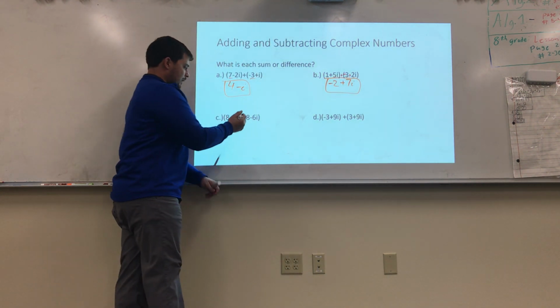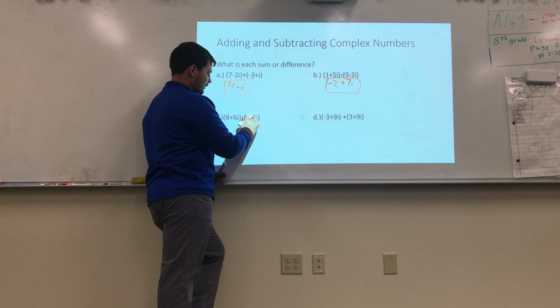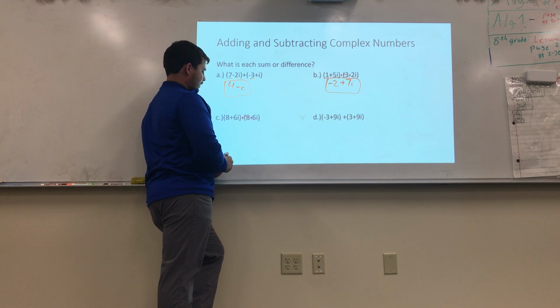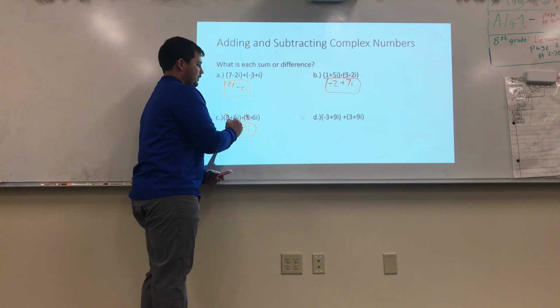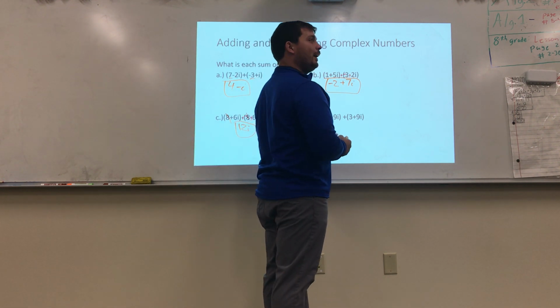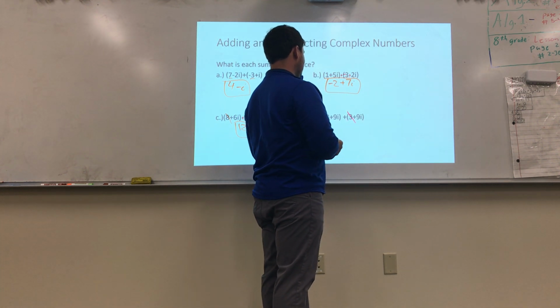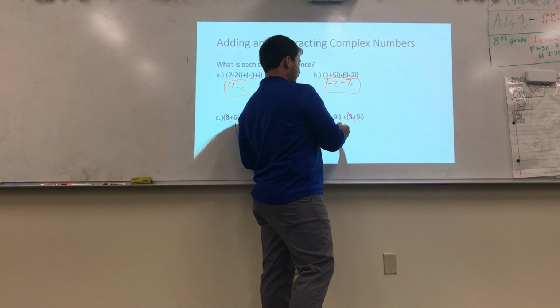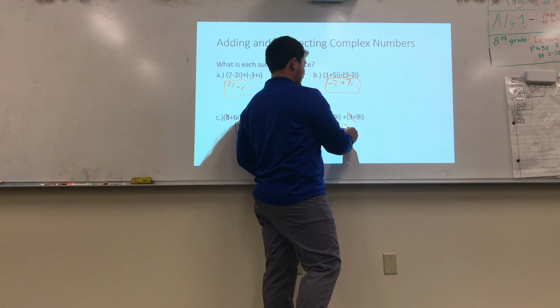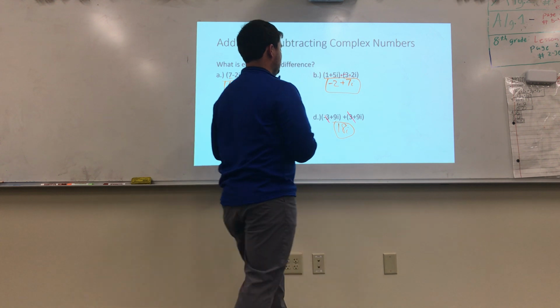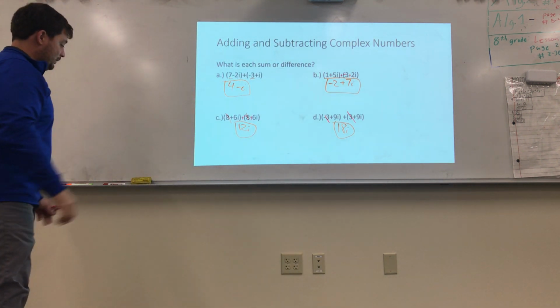Okay, once again, got to change this, distribute the negative all the way through. Okay, the 8s are going to cancel out, so 8 minus 8 is going to give me that. We have 6i plus 6i, which is 12i. Answer. Okay, now we have negative 3 and 3. They cancel out. We have 9i and 9i, which is 18i. There are my 4 answers for this.